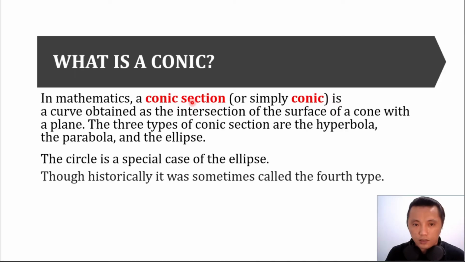So what is a conic? In mathematics, a conic section, or simply a conic, is a curve obtained as the intersection of the surface of a cone with a plane. The three types of conic section are the hyperbola, the parabola, and the ellipse. The circle is a special case of the ellipse, though historically it was called the fourth type.